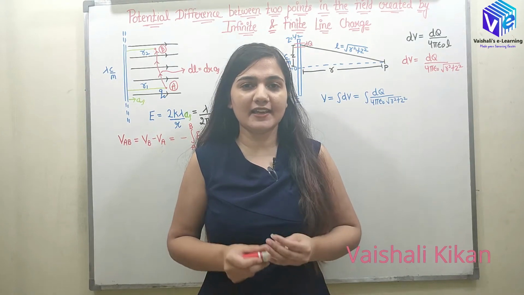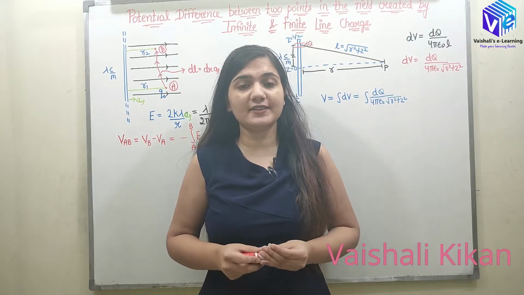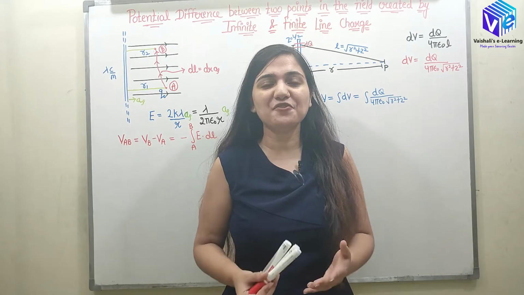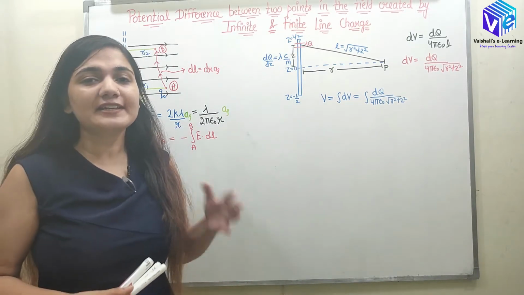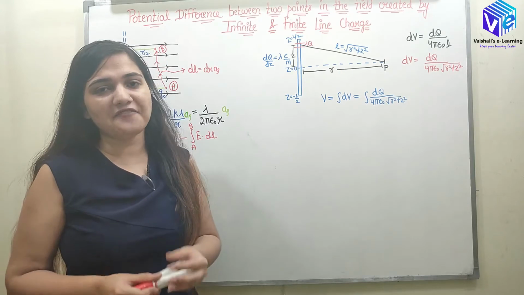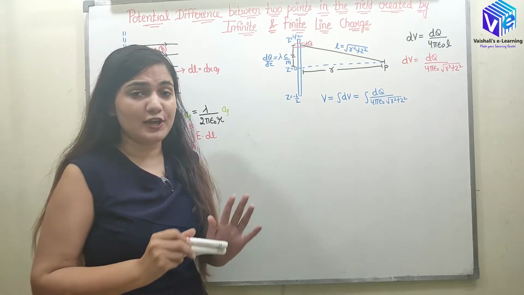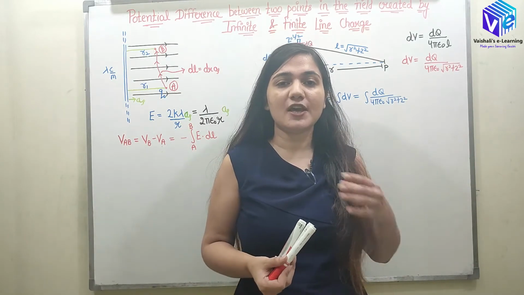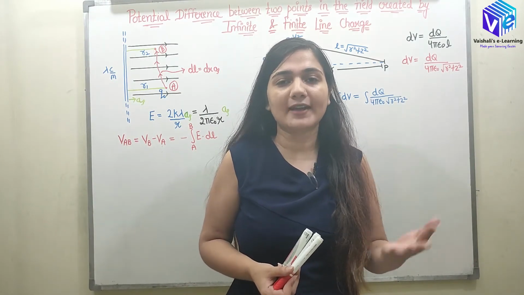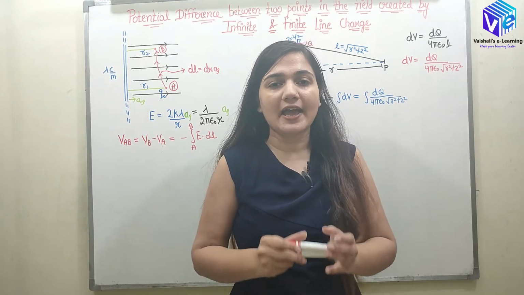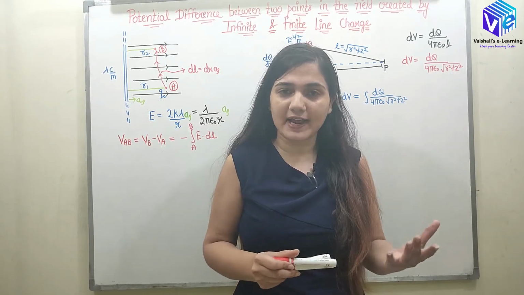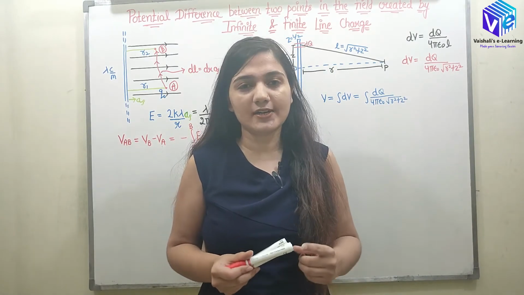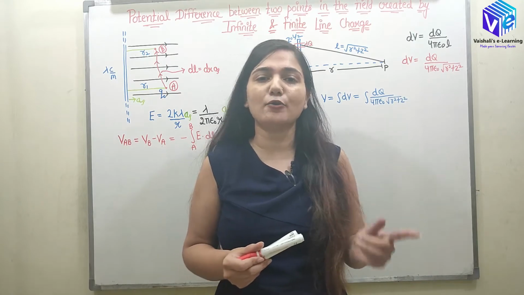We are discussing electromagnetics, or EMFT, and today in this session we are going to discuss the potential difference between 2 points in the electric field created by infinite and finite line charge distribution. I have said a lot of words and some of you might be confused about what exactly I am going to derive in this video. Actually, I have an infinite and a finite line charge distribution, and I am going to talk about the potential difference between the 2 points surrounding it.